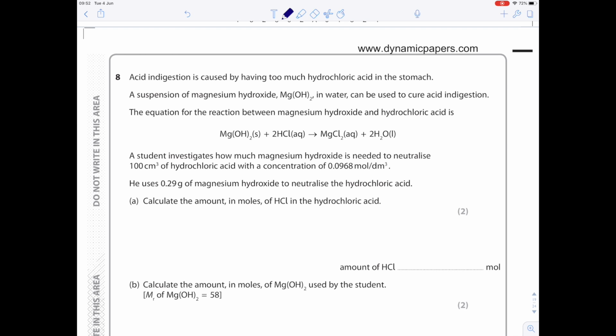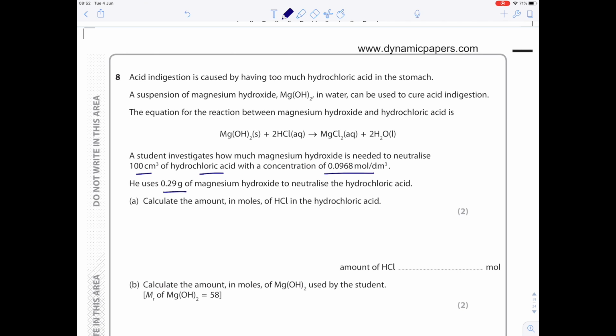Acid indigestion is caused by having too much HCl acid in the stomach. A suspension of magnesium hydroxide in water can be used to cure acid indigestion. The equation for the reaction between magnesium hydroxide and hydrochloric acid is: a student investigates how much magnesium hydroxide is needed to neutralise 100 centimetres cubed of hydrochloric acid with a concentration of this. He uses 0.29 grams of magnesium hydroxide to neutralise the hydrochloric acid.